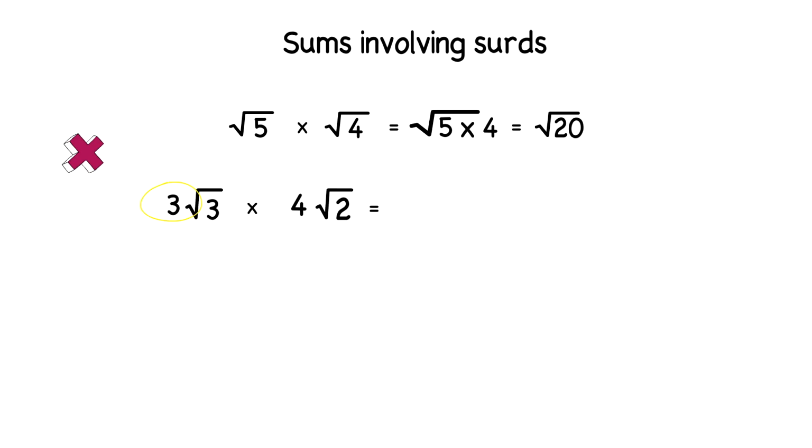So 3 times 4, that gives us 12. And then we solve the surds as normal. So root 3 times 2. That will give us an answer of 12 root 6.